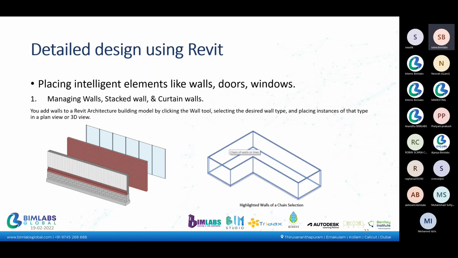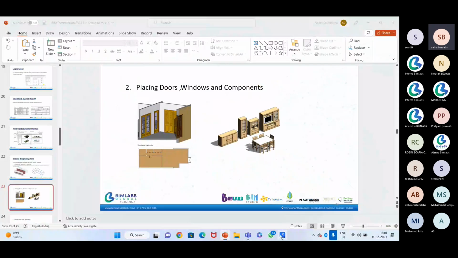Then when we move on to the detailed design using Revit, we can place intelligent elements like walls, doors, windows, etc. We can simply place walls. In walls, there are different types of walls available. That is normal walls, stacked walls, and curtain walls. We can simply place the walls where we want through Revit. I will show you.